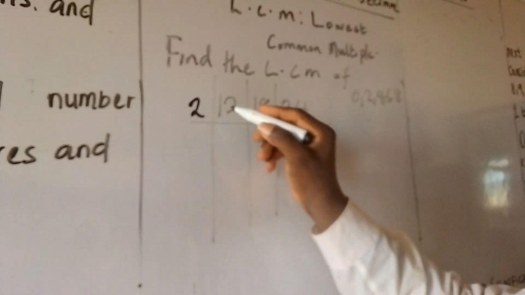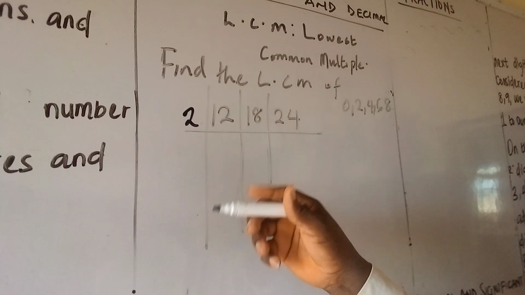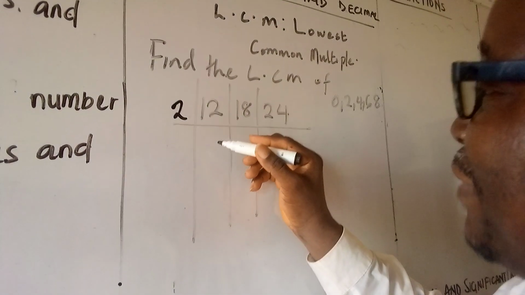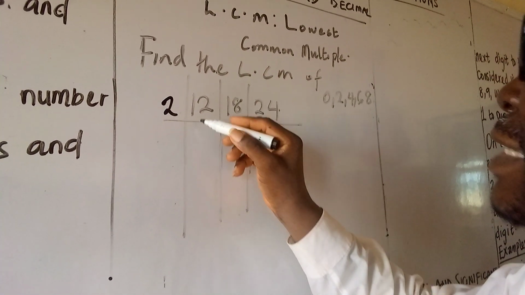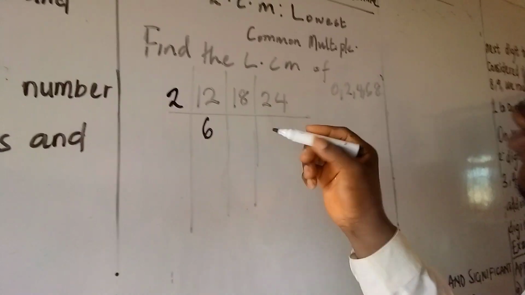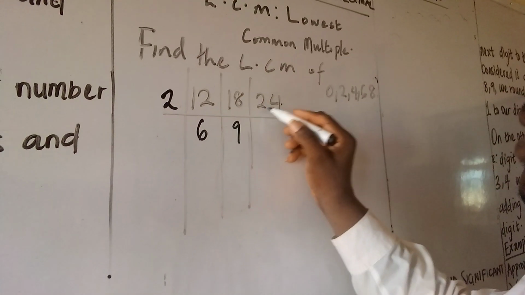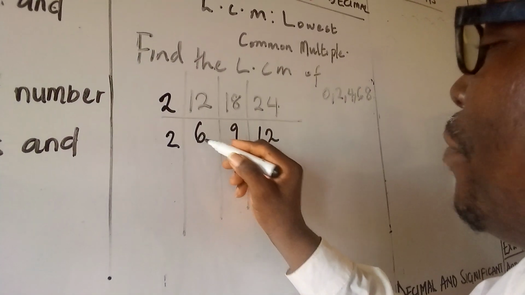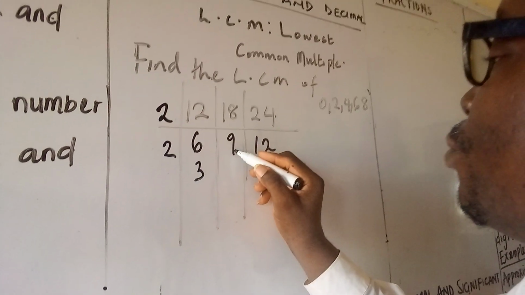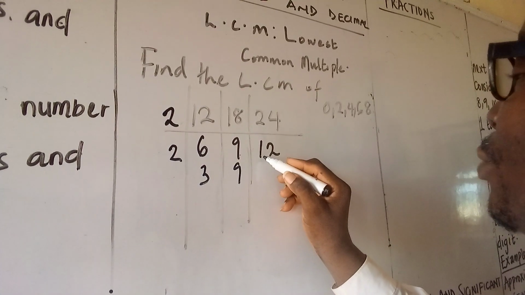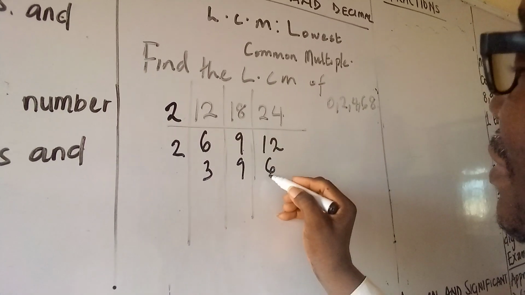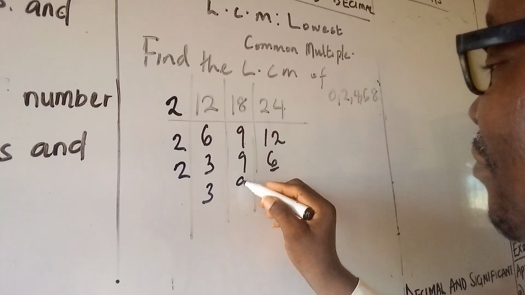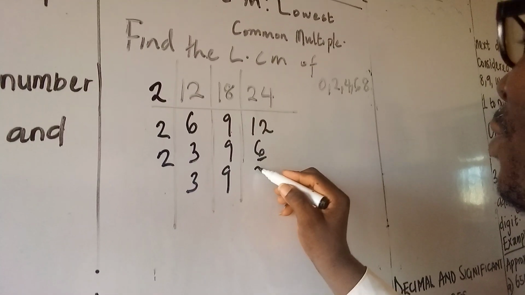Now 2 can go in 12. How many 2 can go in 12? 2 times 1, 2; 2 times 2, 4; 2 times 3, 6; 2 times 4, 8; 2 times 5, 10; 2 times 6, 12. How many 2 can go in 18? 9. How many 2 can go in 24? 12. 2 again can go. How many 2 can we get in 6? 3. Can 2 go in 9? No. How many 2 can go in 12? 6. 2 can still go here. So 2 can go, it can't go in 3, I write my 3. It can't go in 9, I leave my 9. In 6, it will give me 3.